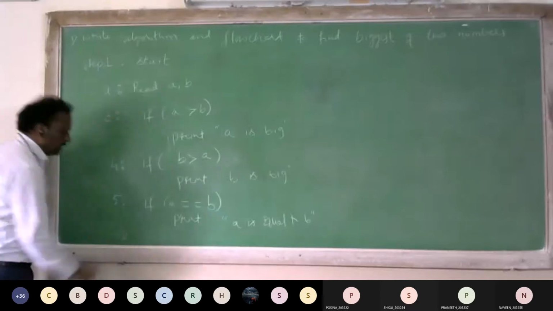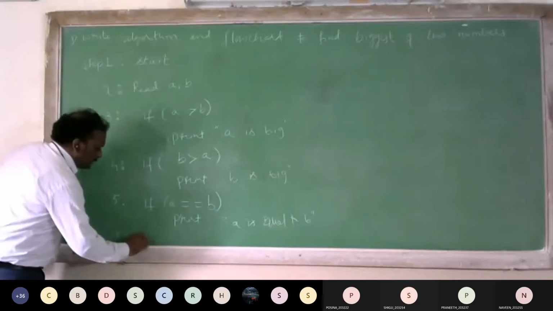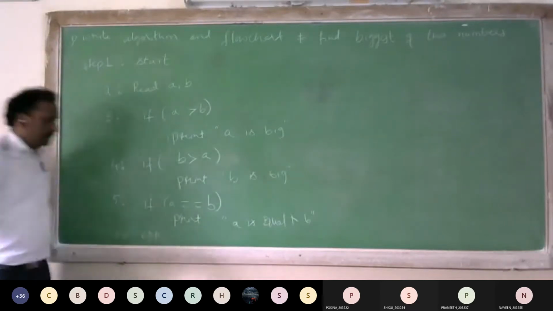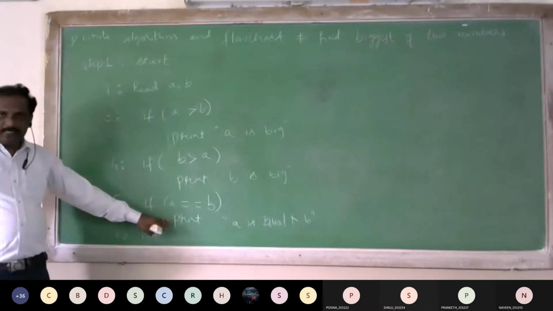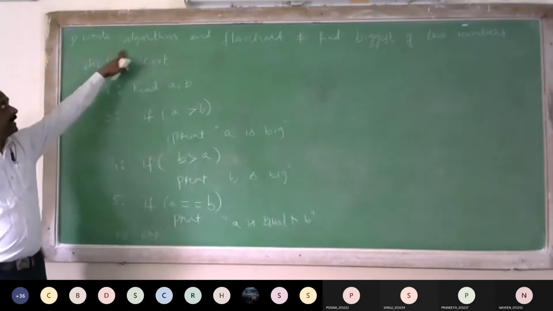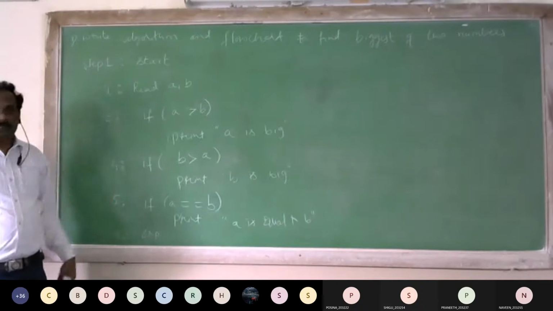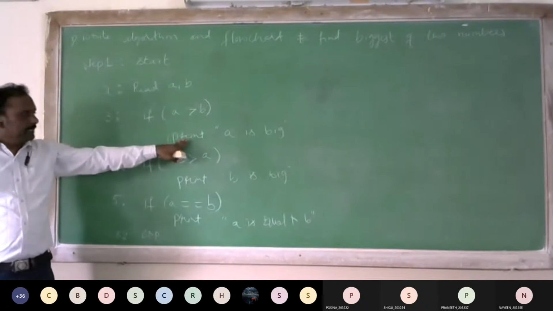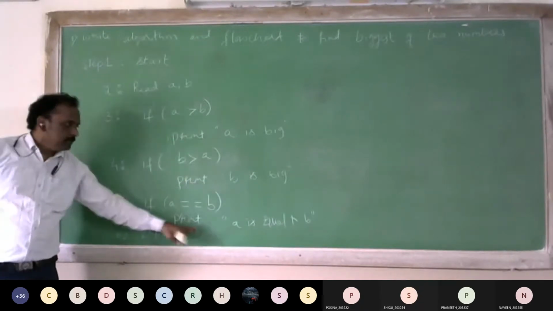Sixth, what is the last step? The last step will always be stop, because already we have printed the message. What is required? Write algorithm and flowchart to find the biggest of two numbers. So here only you will get which is the biggest, whether A is bigger or B is bigger or whether both are same.